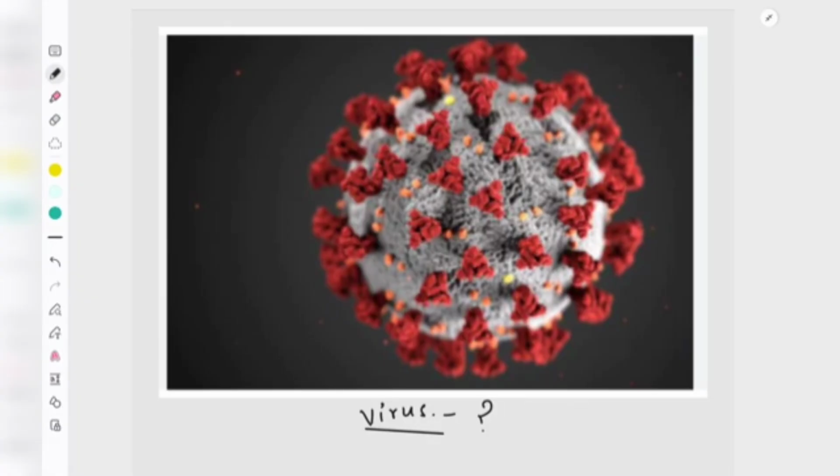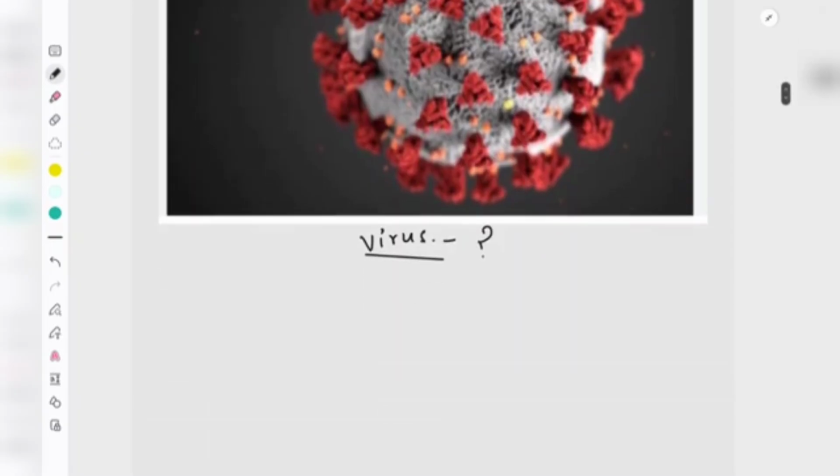Yes, think. If any one of you is thinking that viruses are living, then my dear friend, you are half correct, I would say. You are not completely wrong, but at the same time you are not completely right. What does it mean? Give me a minute, I'll explain. But before that, if any one of you is thinking that viruses are non-living, then again congratulations, even you are neither correct nor wrong.